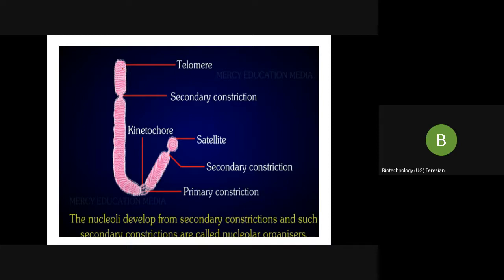These telomeres are usually heterochromatin and they are often associated with the nuclear envelope. And in humans, these telomeres consist of a sequence which consists of T, T, A, G, G, G.